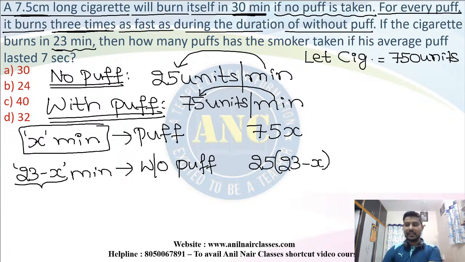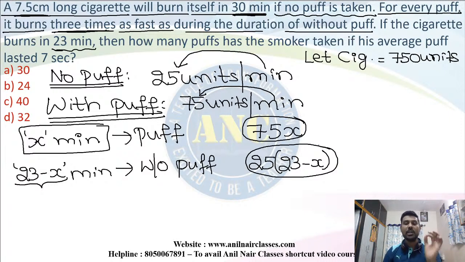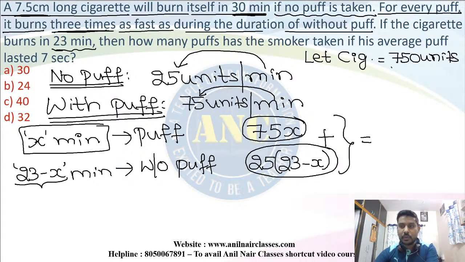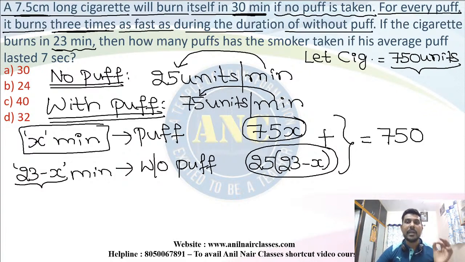So this is the amount of cigarette that is consumed when he is puffing, and this is the amount consumed when he is not puffing. If I take the sum of these two, the sum should be equal to the total number of units, 750, right? The summation is nothing but how much cigarette is present in total, that is 750 units.